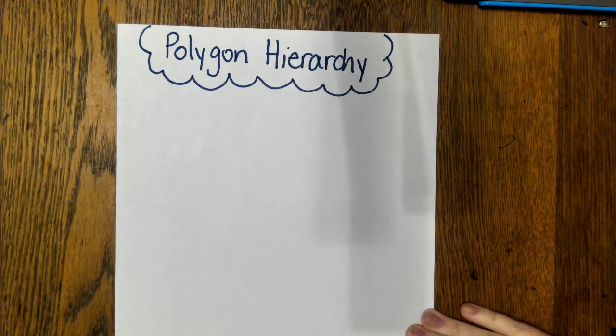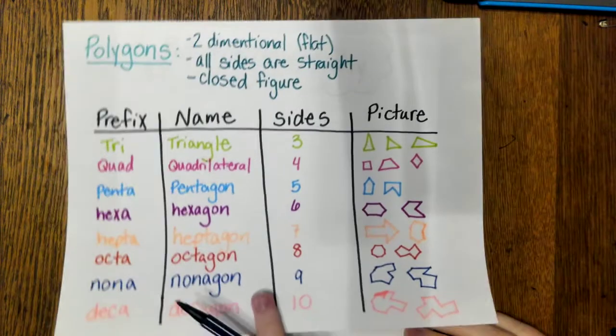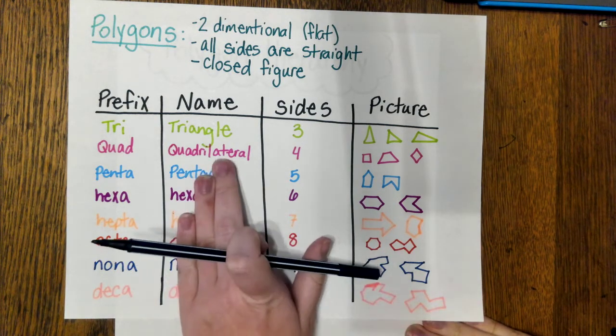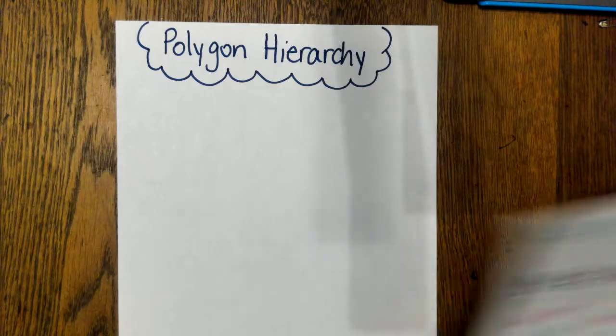Inside of a polygon, we have all sorts of different shapes. We wrote down all of our different shapes with their different sides. We're going to focus specifically today on quadrilaterals.